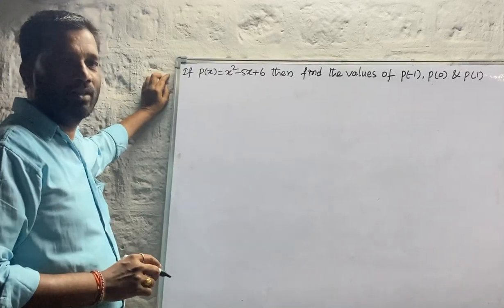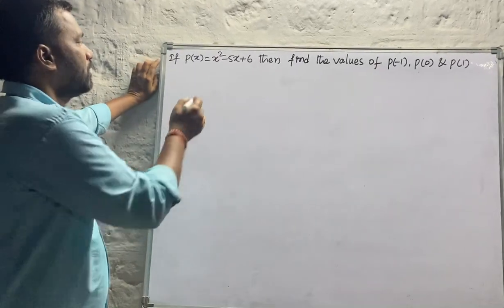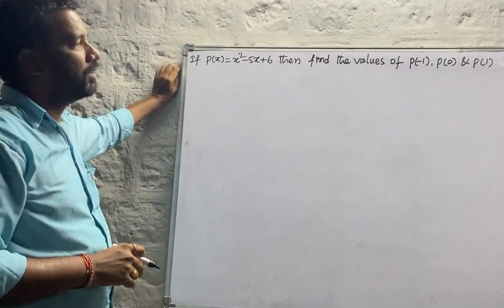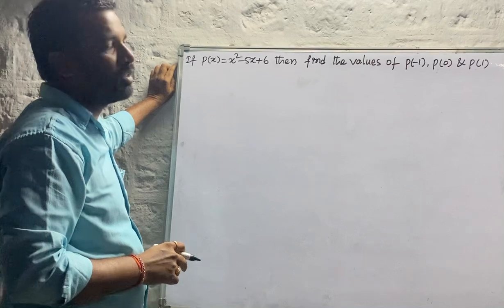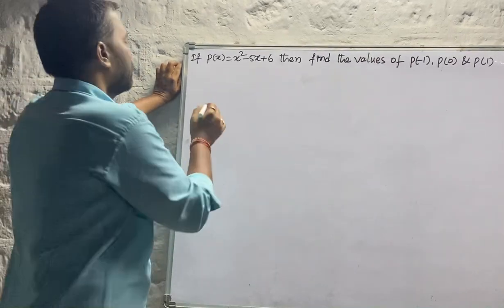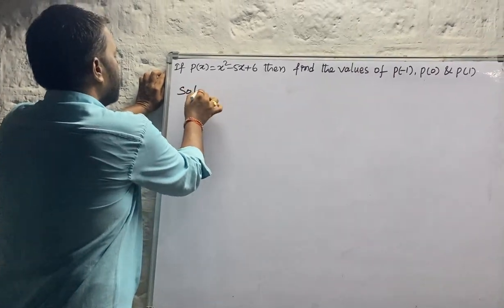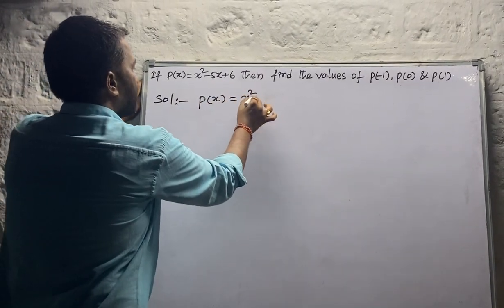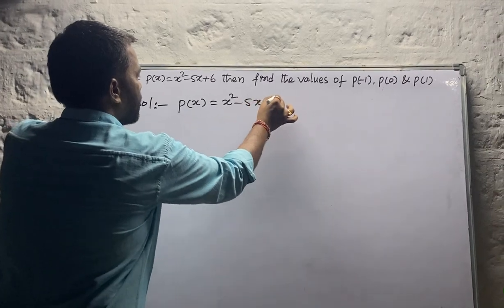Good morning everyone. Today we are discussing one question. If p of x equal to x square minus 5x plus 6, then find the values of p of minus 1, p of 0 and p of 1. First I am writing what is p of x. P of x is equal to x square minus 5x plus 6.